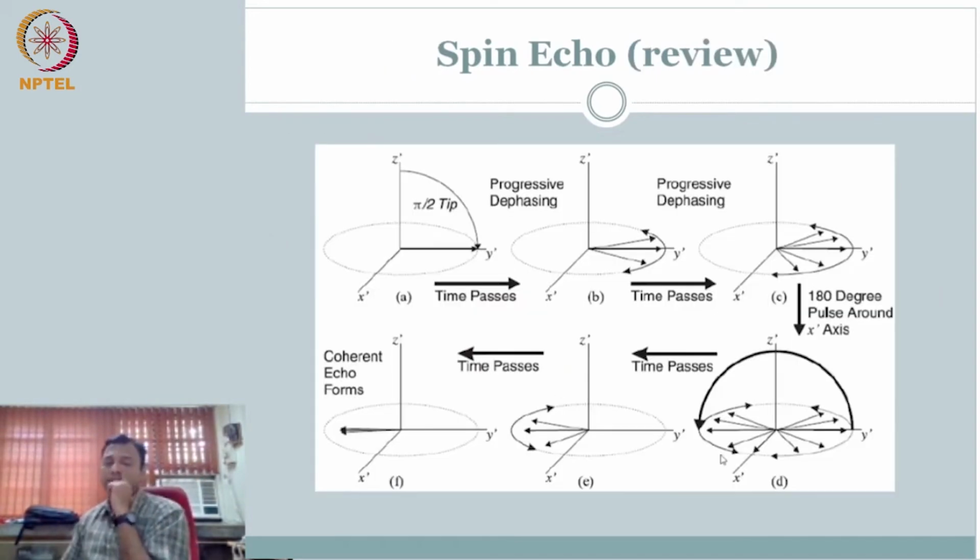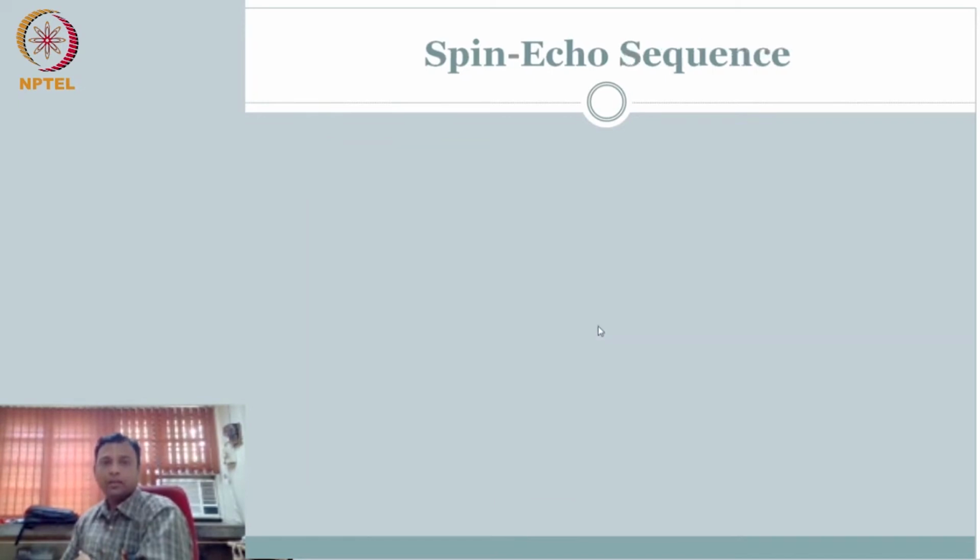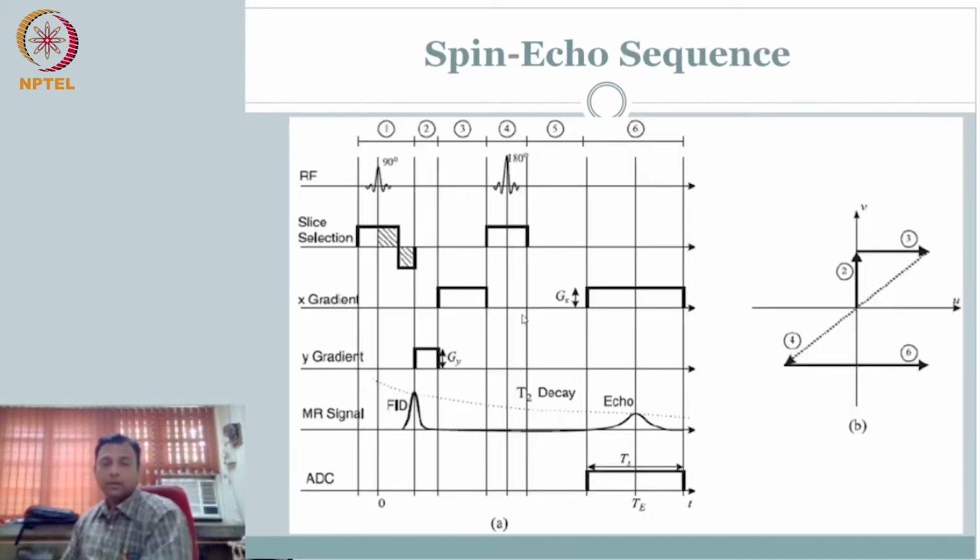Recall our sequence that we did before, or the sketch that we showed before. Before we do the timing sequence and see how it travels the frequency space, recall this is what we did. Pi by 2, you allowed it to dephase, and then immediately you applied a 180-degree pulse, and then it starts to come together, and you flip this many times to get what is called a spin echo. So how do we write the spin echo sequence?